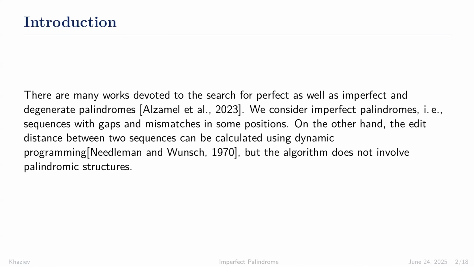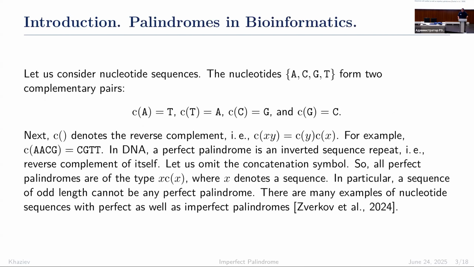On the other hand, the edit distance, which is basically used to compare two strings with respect to gaps and mismatches, can be calculated using dynamic programming. It's a pretty old result, but this result doesn't imply palindromic structures, and we're trying to cover this gap. So our work is kind of applied work in the field of computational biology.